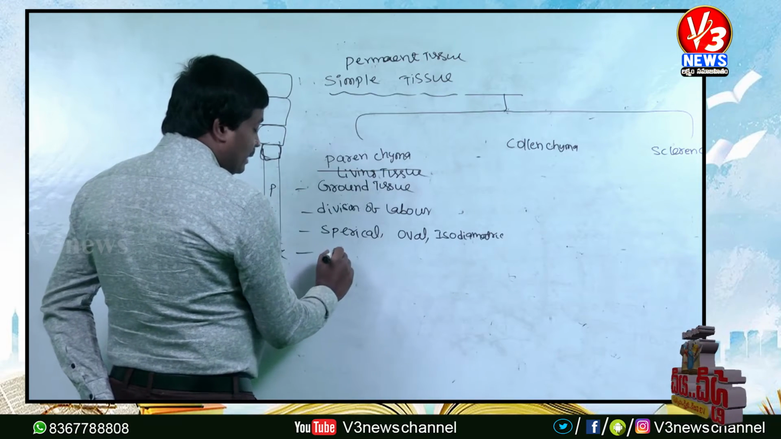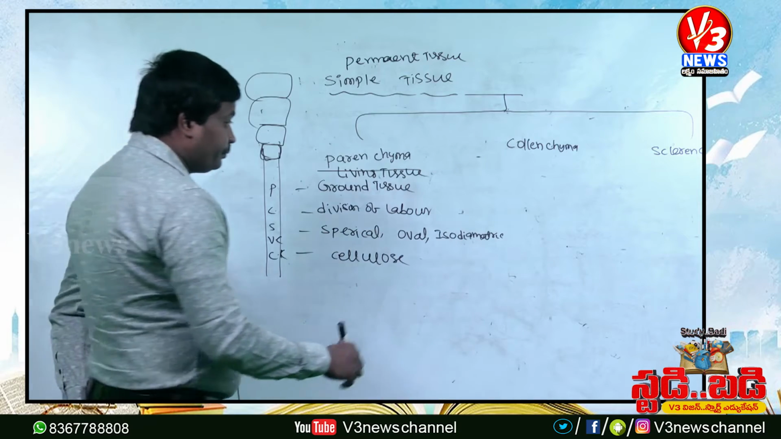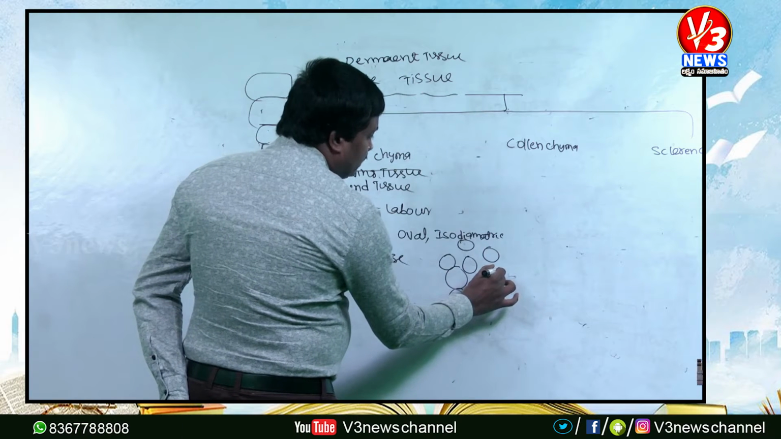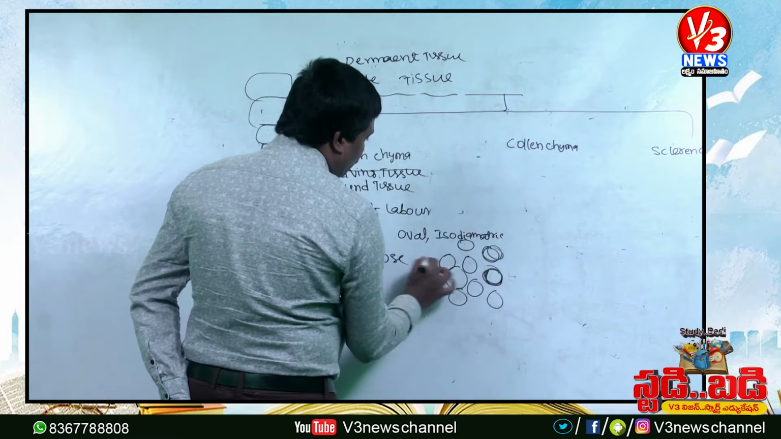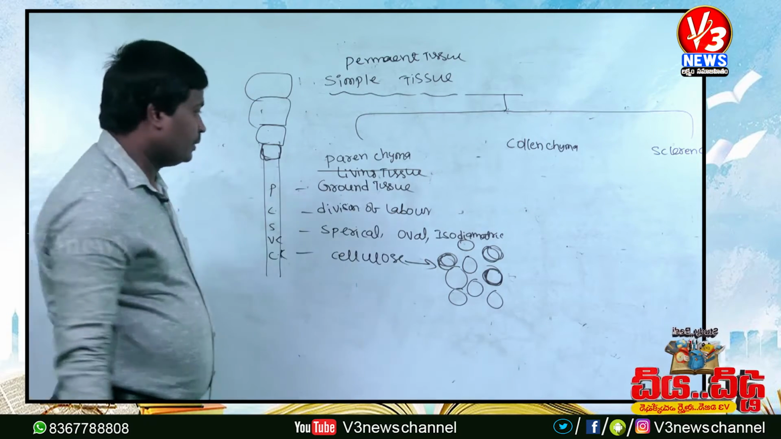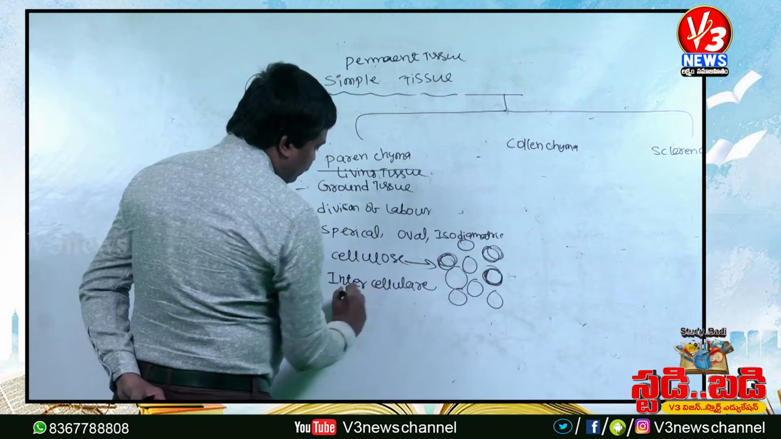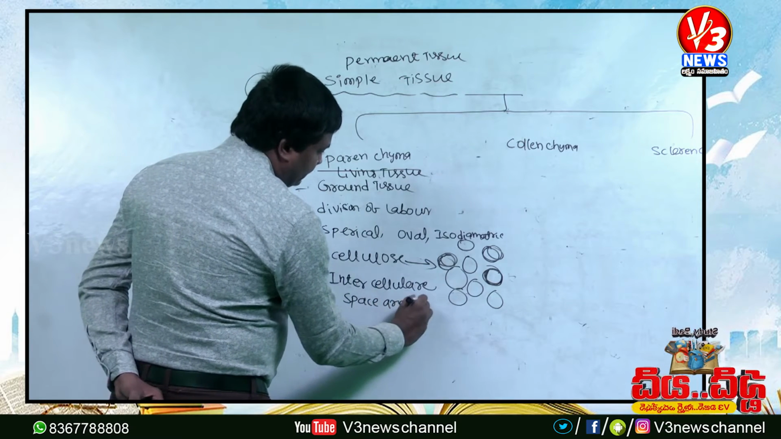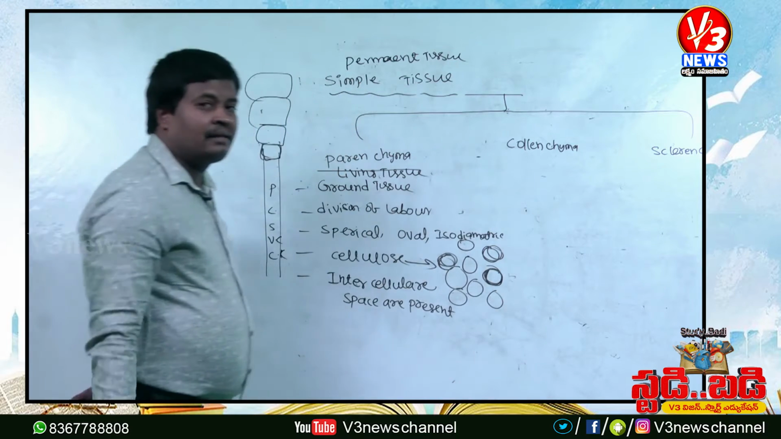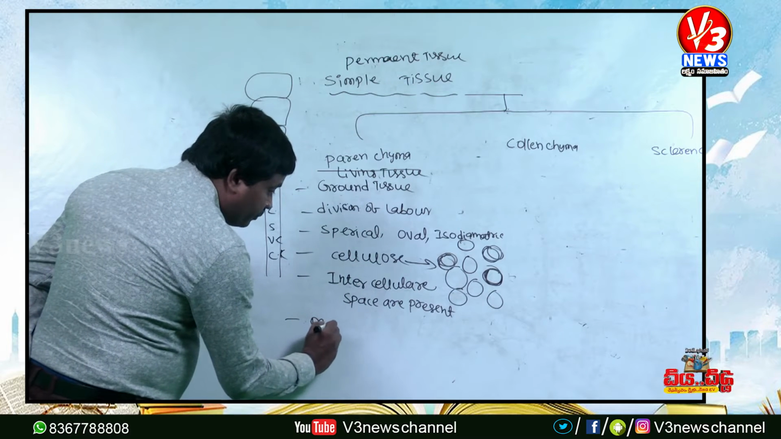The parenchyma cell walls are made up of cellulose. For example, this is a parenchyma. In this, cells are covered by cellulose. Parenchyma cells are deposited by, or made up of, cellulose. And intercellular spaces are present. But what is meant by intercellular spaces? The gap present between the cells is called intercellular spaces.